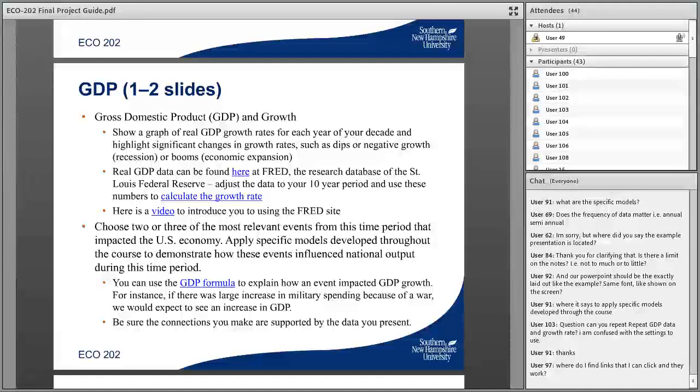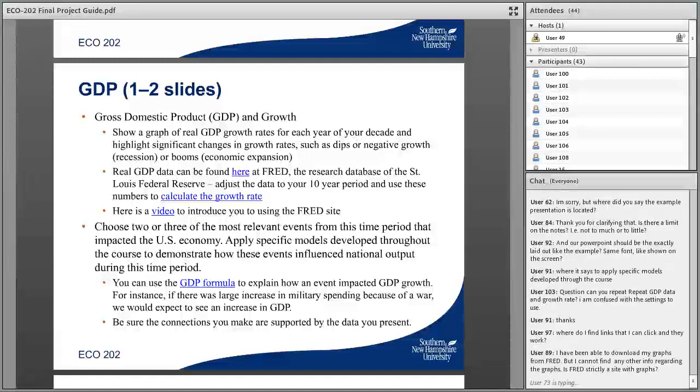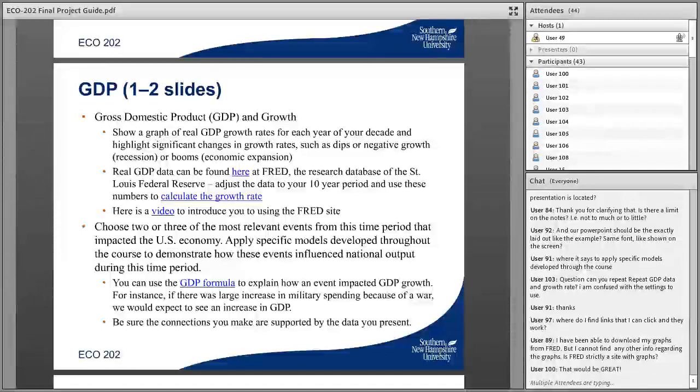If we finish going over the presentation fast enough, I will be happy to open up an internet window and show you how to use FRED. But we need to get through the presentation first. Then I can answer all the questions that you have.